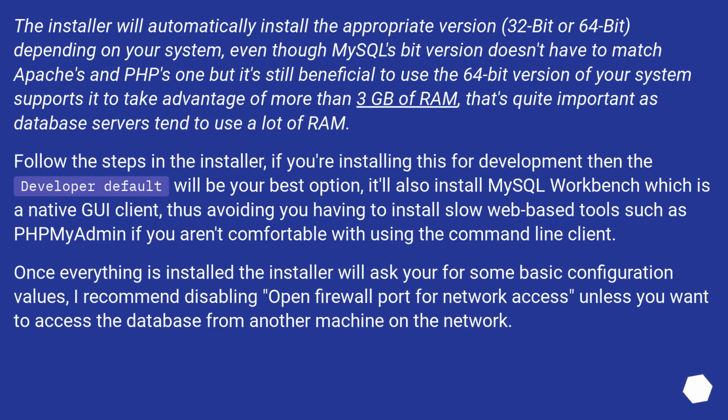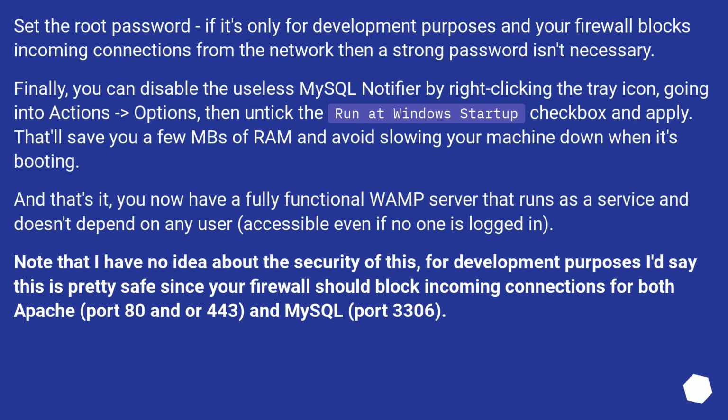Once everything is installed, the installer will ask you for some basic configuration values. I recommend disabling Open Firewall port for network access unless you want to access the database from another machine on the network. Set the root password. If it's only for development purposes and your firewall blocks incoming connections from the network, then a strong password isn't necessary.